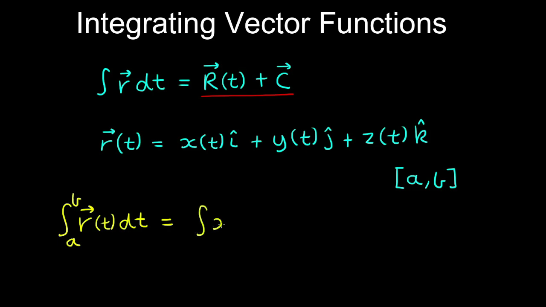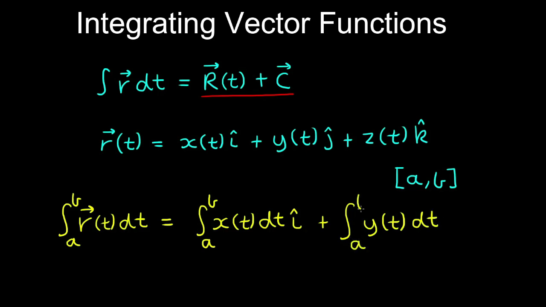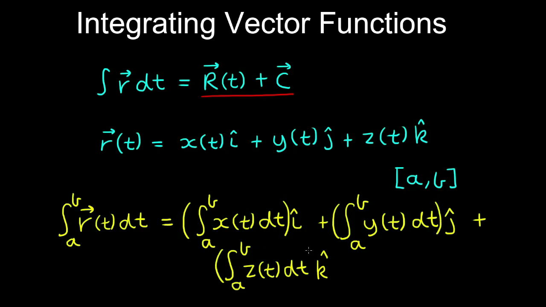as the integral of x over t from a to b being the first component, plus the integral of y over t from a to b, where the j unit vector is constant, and plus the integral of the z component from a to b. So we can put these in brackets to show the unit vectors are outside the integral, being constants.